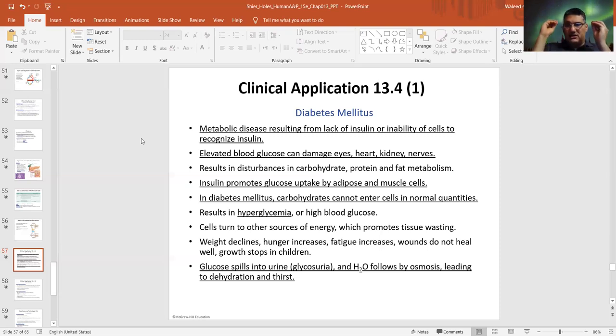Just understand the idea. There is an issue with insulin. Not enough or not working. In both cases, glucose does not enter the cells. Glucose accumulates, hyperglycemia. It goes to the urine, glucosuria. By osmosis, you're losing more water. Polyuria. Poly means a lot, uria means urine. Polyuria. You start to dehydrate.